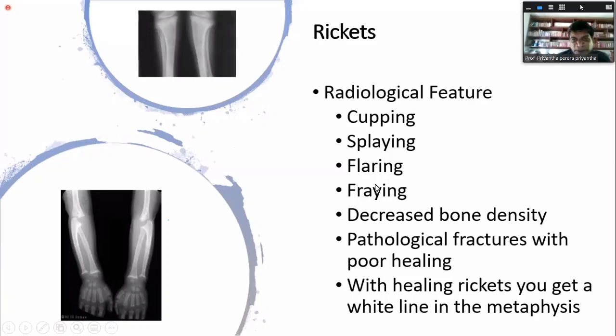So this cupping, splaying, flaring, fraying. Cupping is a cup-like thing. Splaying means widening of the bone like that. Flaring means the edges are getting outward, an expansion of the edge. Fraying means a moth-eaten appearance, decreased bone density, and this white line you get when there is healing.